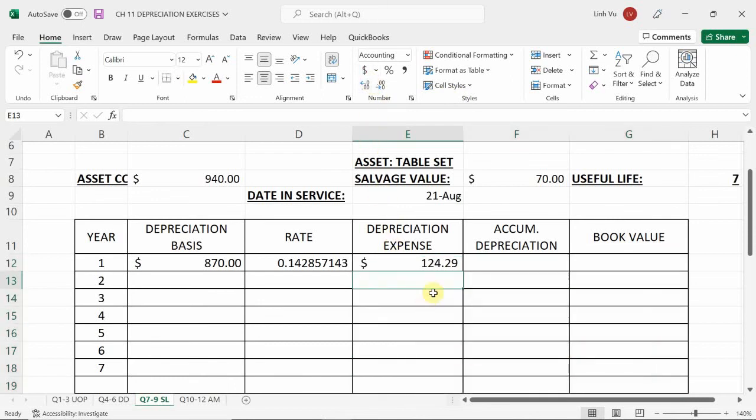Because you only use it for 4 months. So why would it be a total of $124.29? That's for the whole year. Can I treat my asset like it is 1 year old? No. So this is why I need to make my adjustment, because I can't depreciate my asset for a whole year. It hasn't been a year yet.